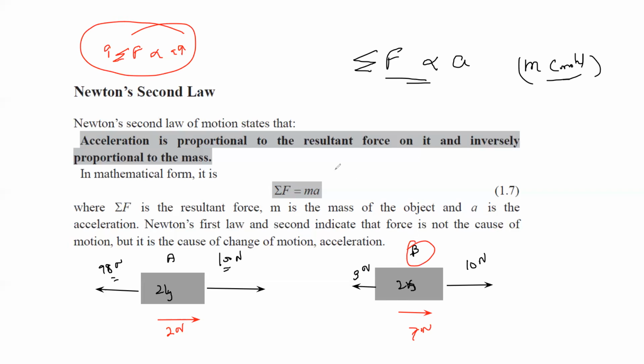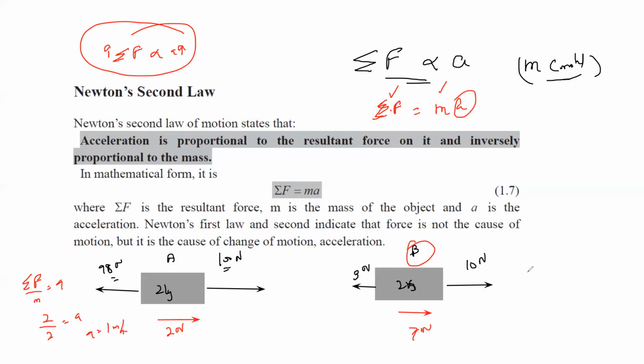And how can we calculate that? We use the resultant force, with a symbol like sigma F, which means the resultant force is equal to ma. So if we know the resultant force and the mass, we can find acceleration. For the first example, resultant force divided by mass is equal to acceleration. So resultant force is 2 and the mass is also 2, so acceleration is equal to 1 meter per second square.